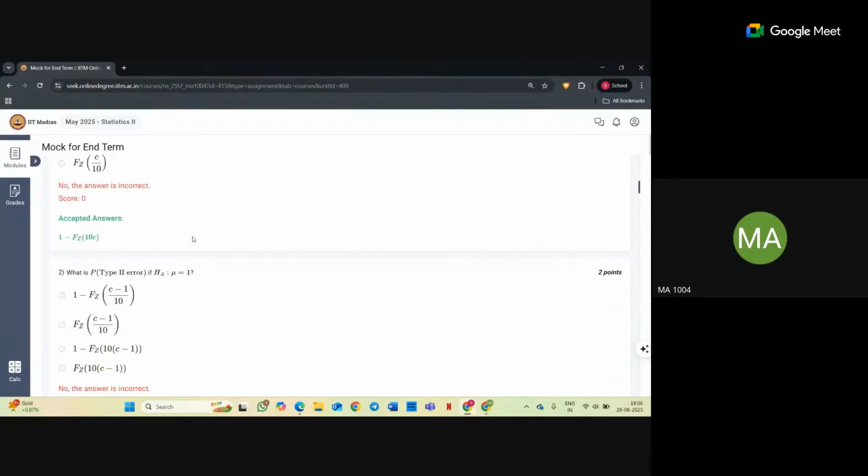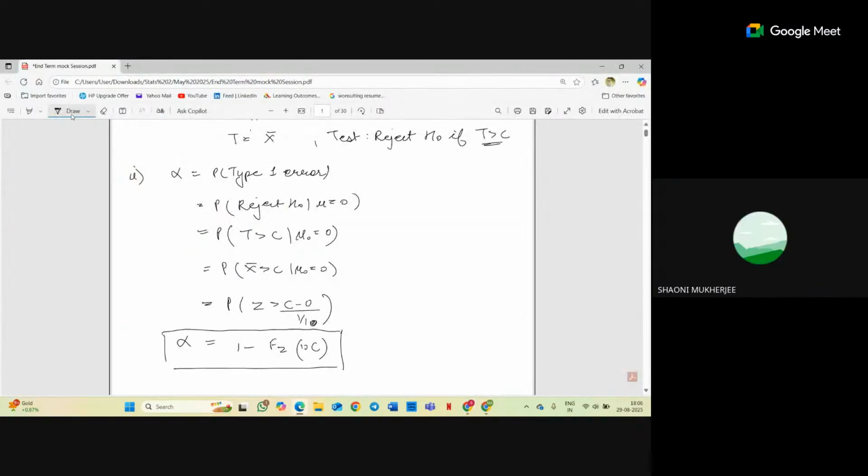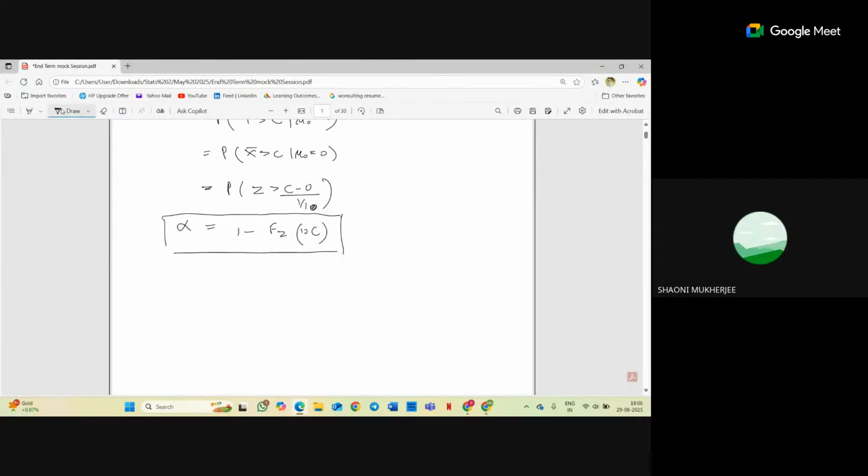Okay. Now, what is type 2 error? Basically, we need to find the probability of type 2 error. What is our type 2 error? It is beta, accepting H0 when H0 is false. That is, the probability of accepting H0 given that the alternative is true, right?